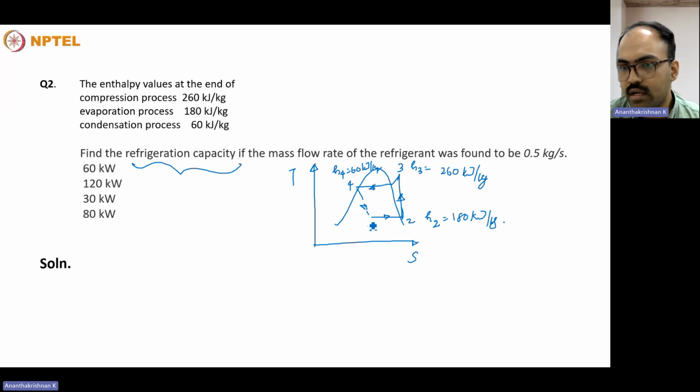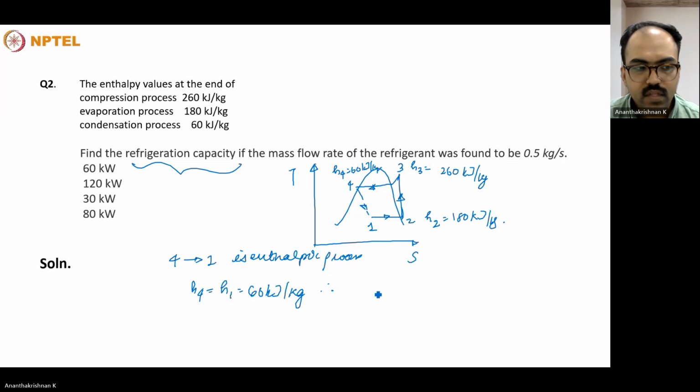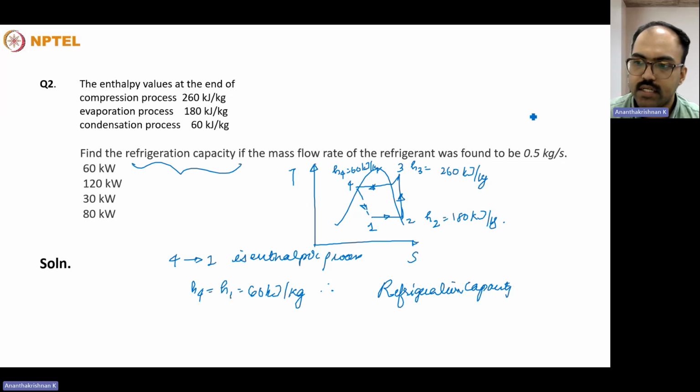So we need to determine 1 to 2. What will be the 1 to 2? The process 4 to 1 is an isenthalpic process. So H4 will be equal to H1, which is 60 kilojoule per kilogram. The refrigeration capacity could be written as the refrigeration effect into the mass flow rate of the refrigerant.